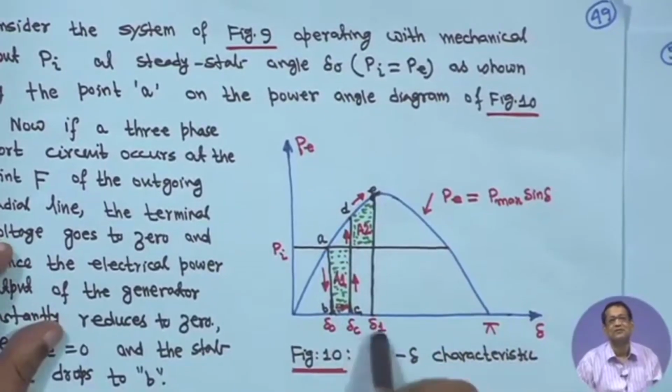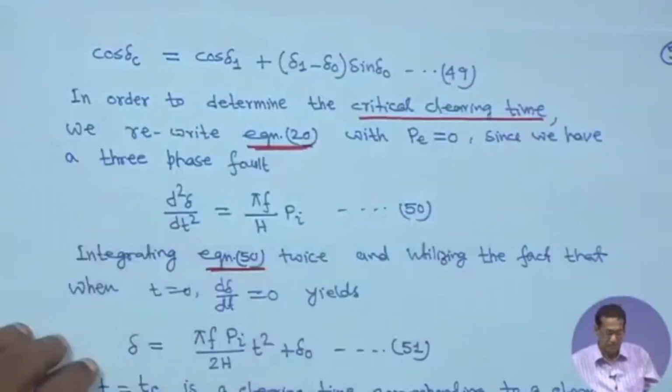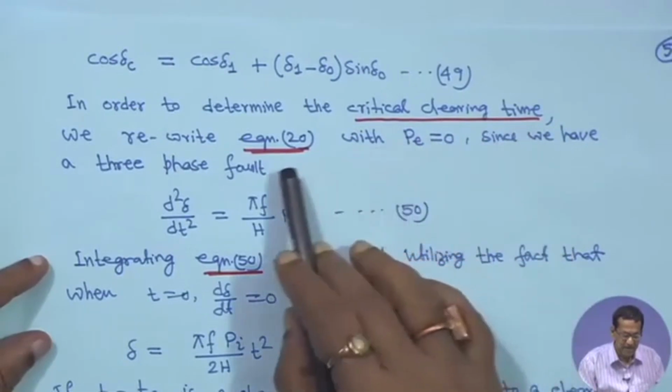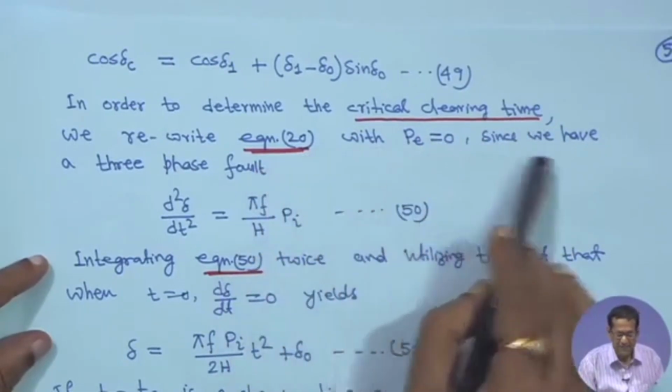So, it is understandable. So, that means, in order to determine the critical clearing time, we write equation 20 with P equal to 0.